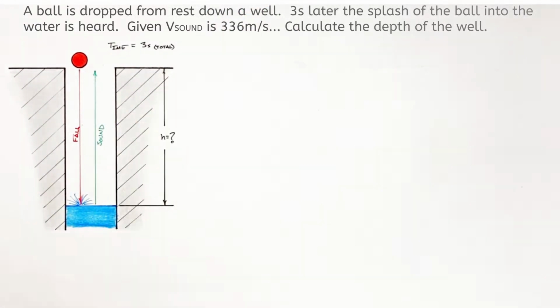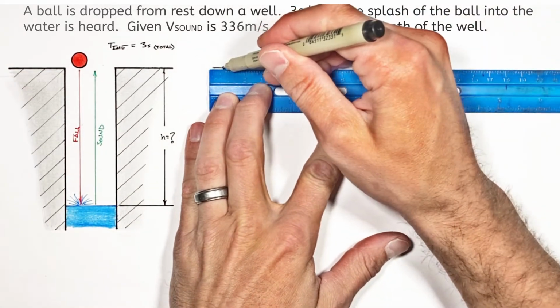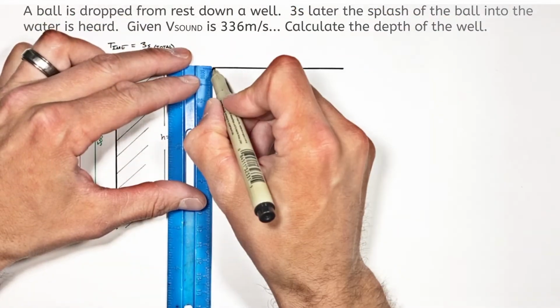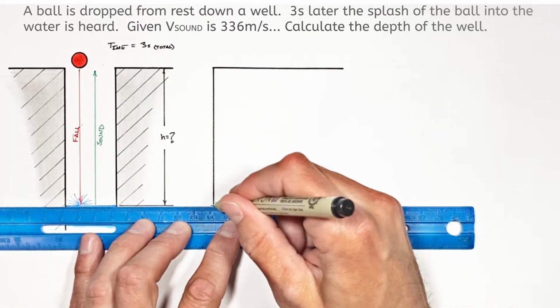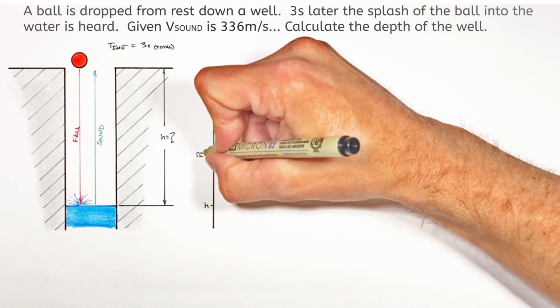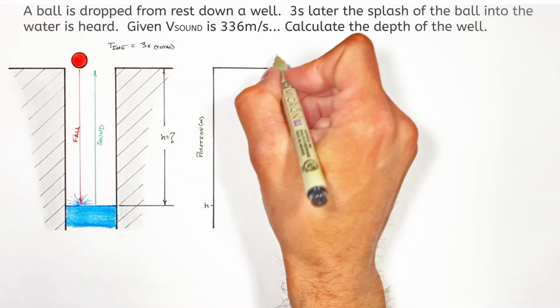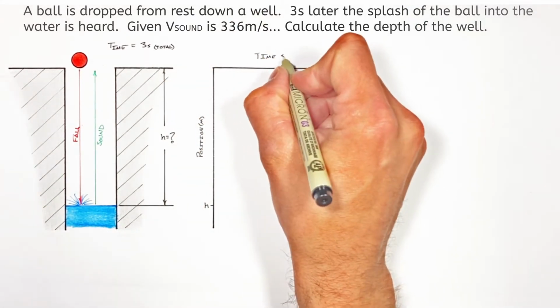Now we don't know how long the ball is going to be in free fall for, and we don't know how long the sound is going to be coming back up out of the well, which means we have several unknowns in this problem. So to solve this problem, let's graph the position versus time of the objects that are moving around in this problem.